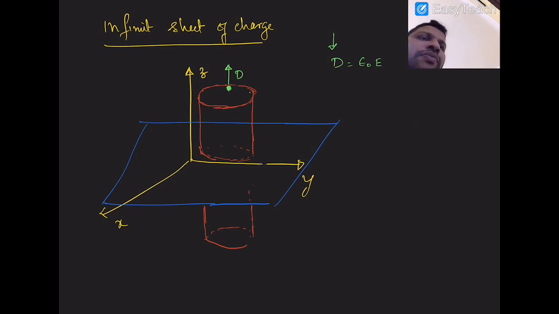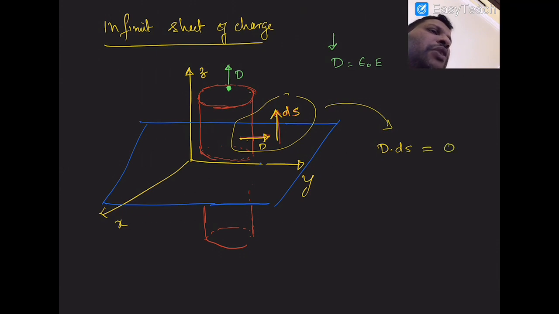Now you see here, if I consider the electric field at any point in this direction, what will be the electric field in this direction? You see here, the direction of ds is this one. If I consider the electric field like this, or D in this direction, then D dot ds in this particular case becomes 0, because the angle between D and ds is 90 degrees. So we can say that there is no horizontal component.